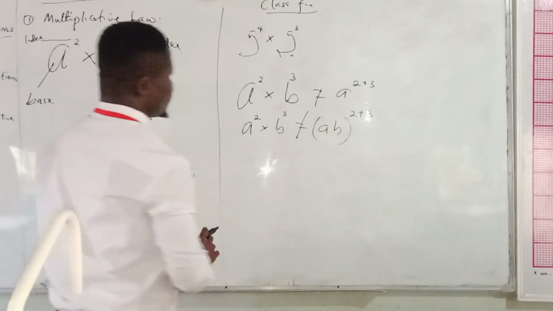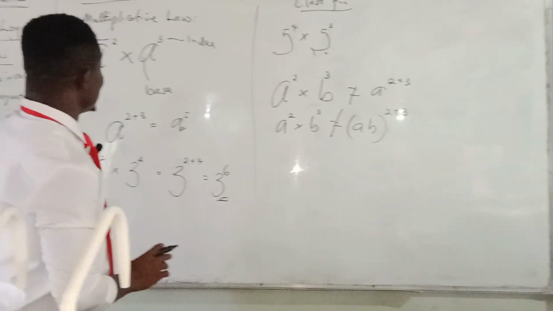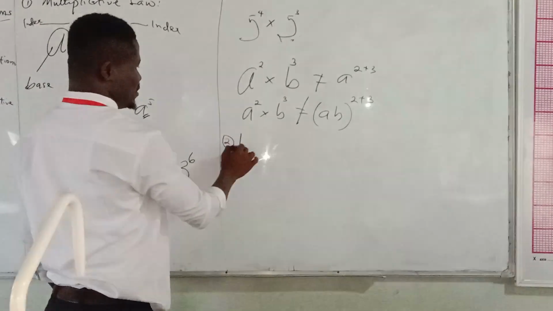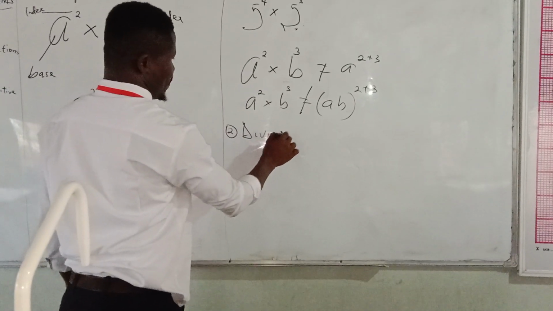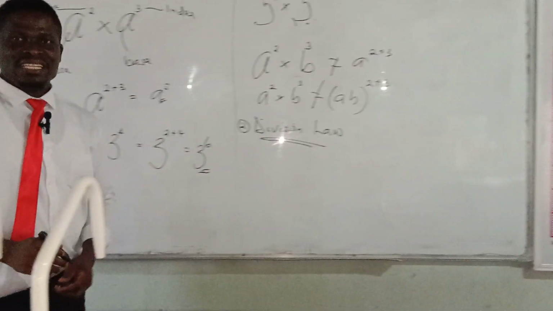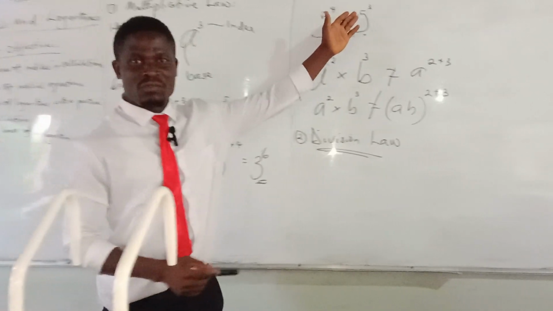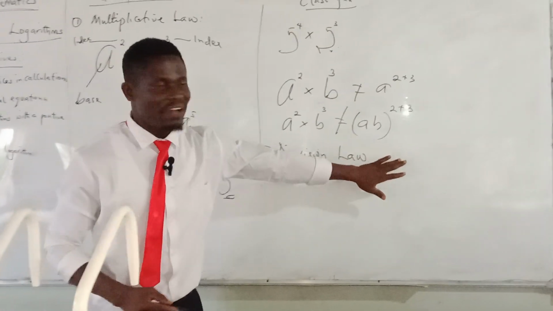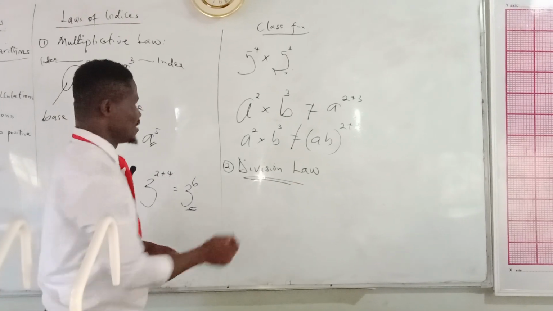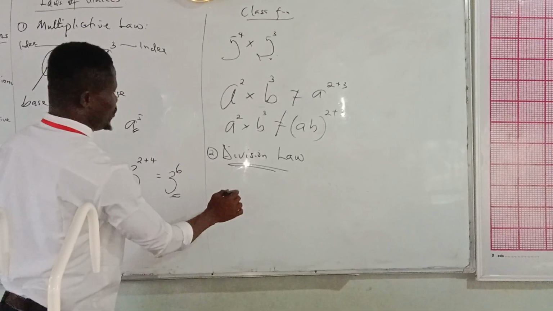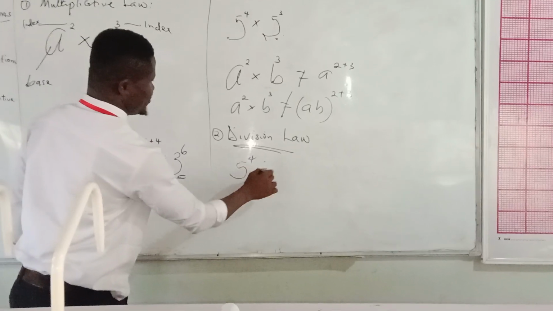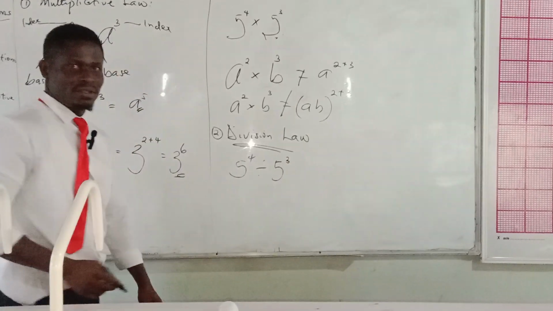So then we also look at the second law of indices. We call it what? Division law. In this division law, it's the opposite of this. When you divide indices, when the base is the same, what do we do? You subtract the indices. Let's do the same example. If we have 5 raised to power 4 divided by 5 raised to power 3.